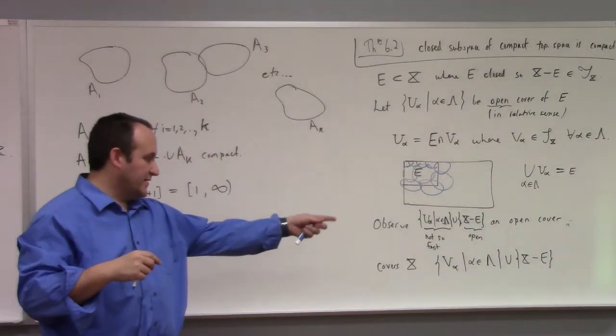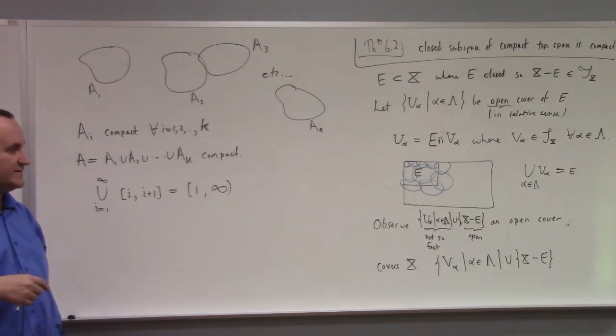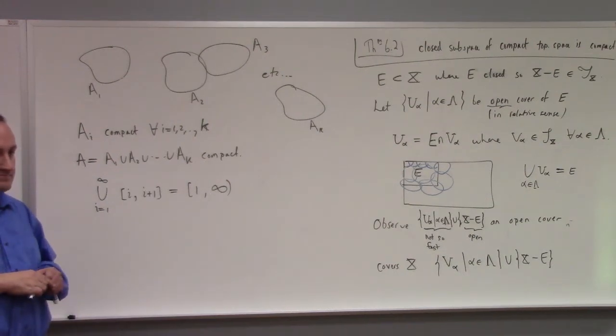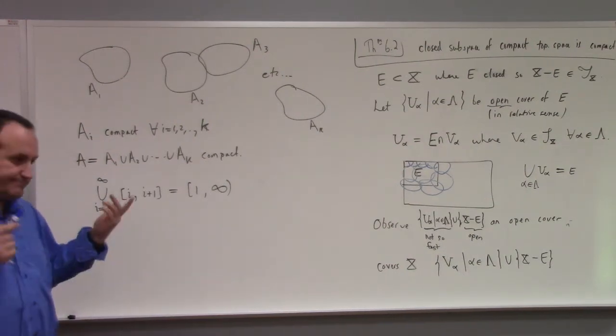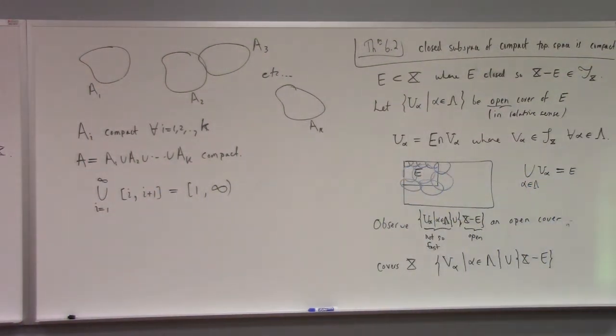The finite subcover that has to exist for that open cover, which again we're assuming X is compact. So.